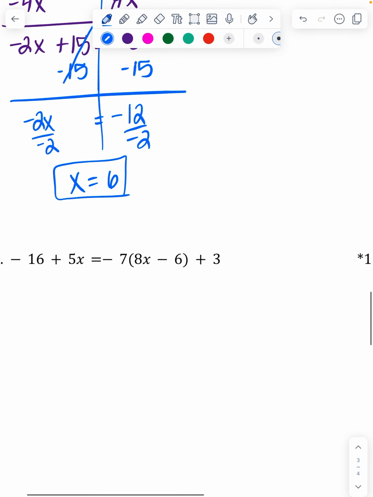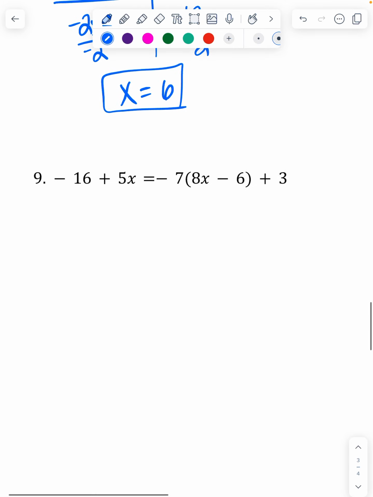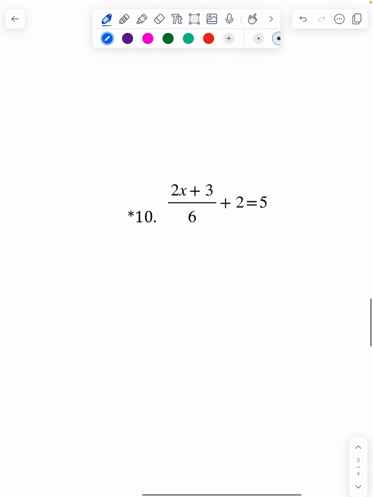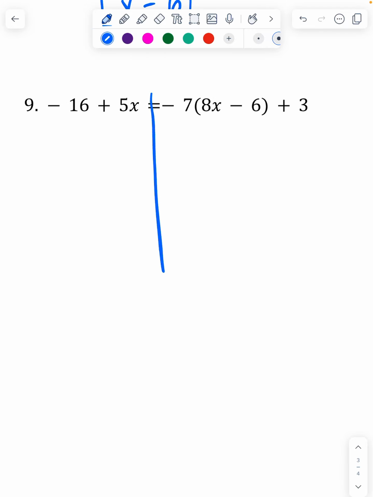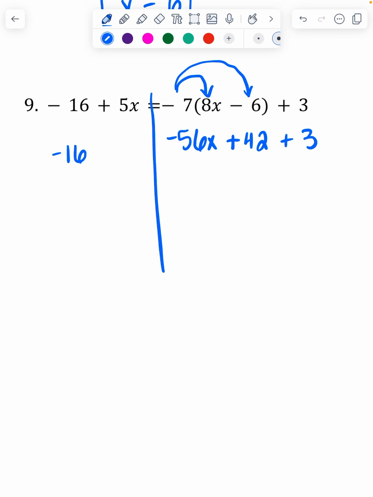Okay, that one's similar. I think I'm going to do one more here. Okay, so we got negative. So this side, nothing combined. So on the right side, though, I can distribute this negative 7. Negative 7 times 8 is going to be negative 56x. Negative times negative is going to give you positive 42. And then the 3 is on the outside of the parentheses, so I'm not going to distribute to that.